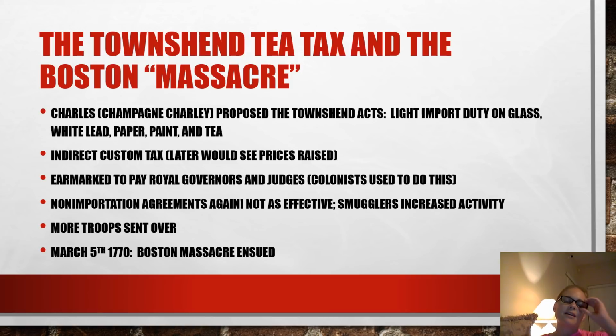Non-importation agreements, again, a lot of colonists called for. They weren't as effective because this tax was not direct and it really wasn't affecting people directly. So people weren't as invested in the non-importation agreements. And smugglers, again, increased their activity and they were making money. So it was kind of not really effective over the Townshend Acts. More troops were sent over because the Crown knew that some of the colonists, especially in Boston, were getting a little restless. So they sent a couple more regiments of troops over just to kind of keep an eye, especially in Boston.